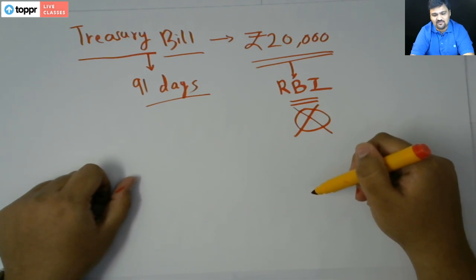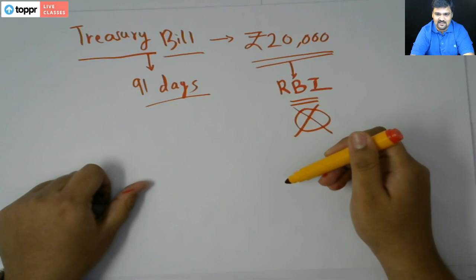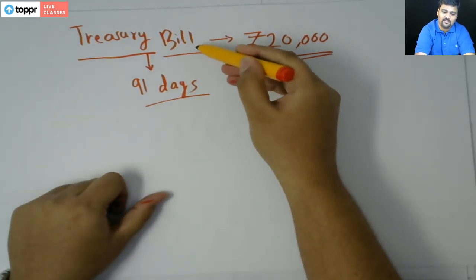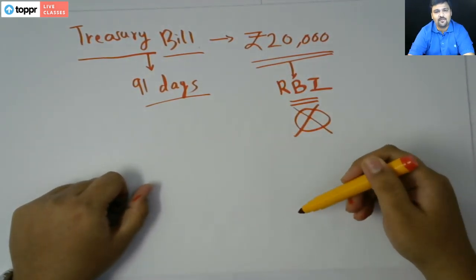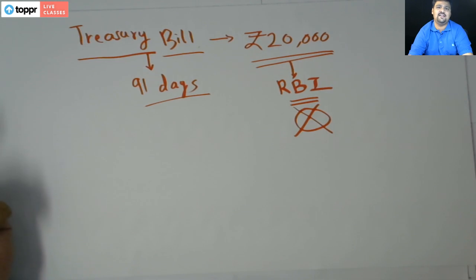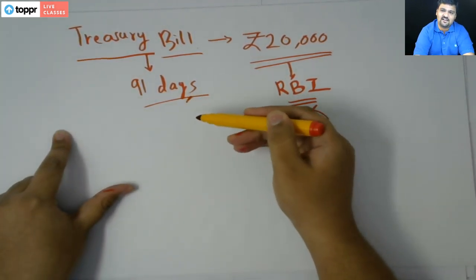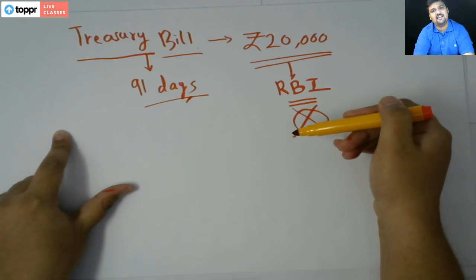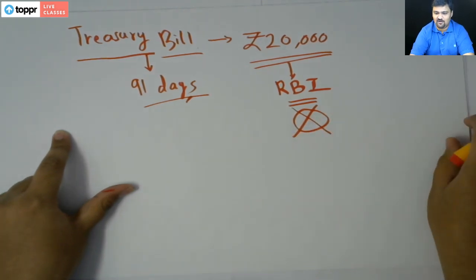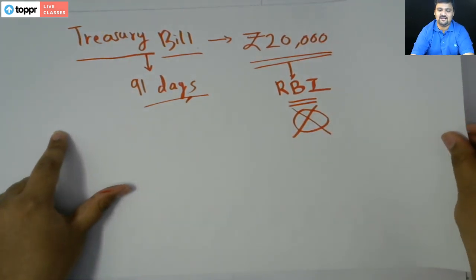Okay, so next one is 91 days. So understand, for treasury bill, it is always understood that treasury bills are for a period of more than 91 days, and hence treasury bills for a period of 91 days is not possible, and hence Reserve Bank of India says that you cannot invest in this treasury bill. Now let's go ahead and understand the next one.